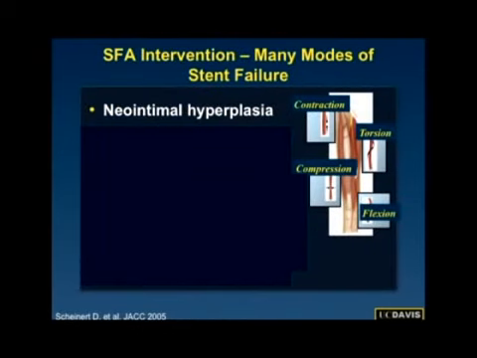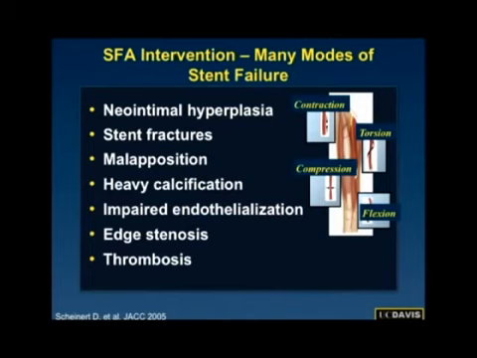SFA intervention is kind of the holy grail for drug elution because there are so many factors that influence patency in the SFA. Not only the growth of scar tissue or neointima, but the many other factors that result in adverse outcomes in this hostile environment.